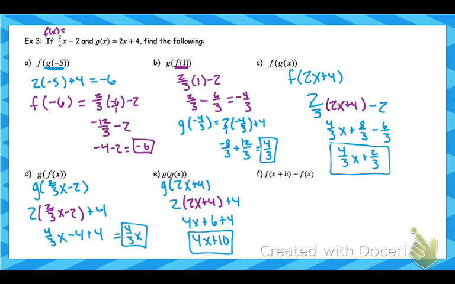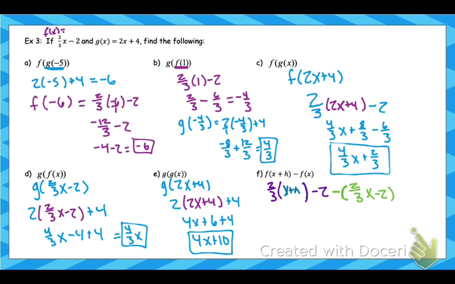All right, and the last one, f of x plus h minus f of x. So in the f of x function to start, I'm going to replace the x with x plus h. So the original function, 2/3 x minus 2, the x has become x plus h. Then I'm going to subtract, remember, the entire, in parentheses, f of x function.